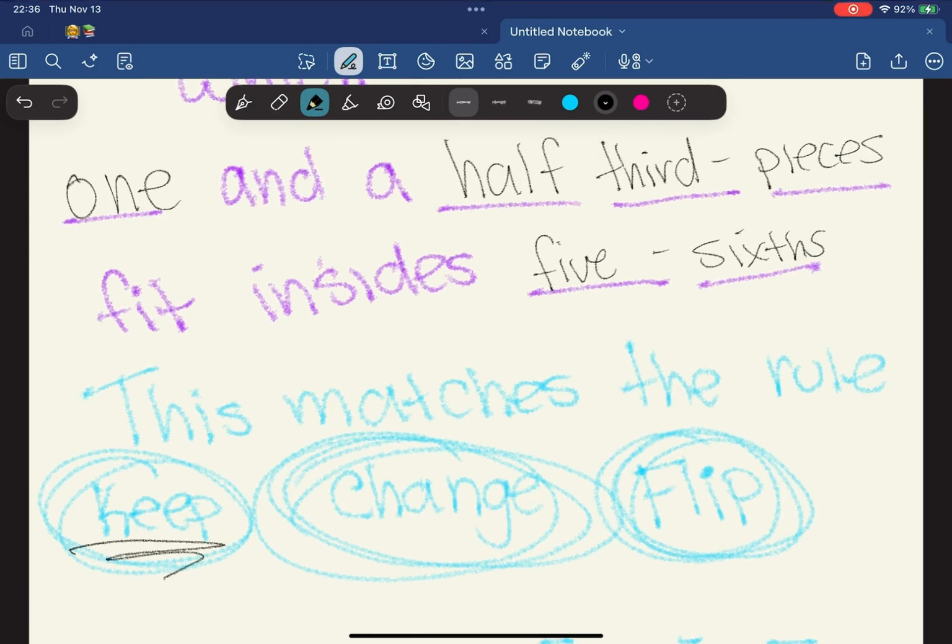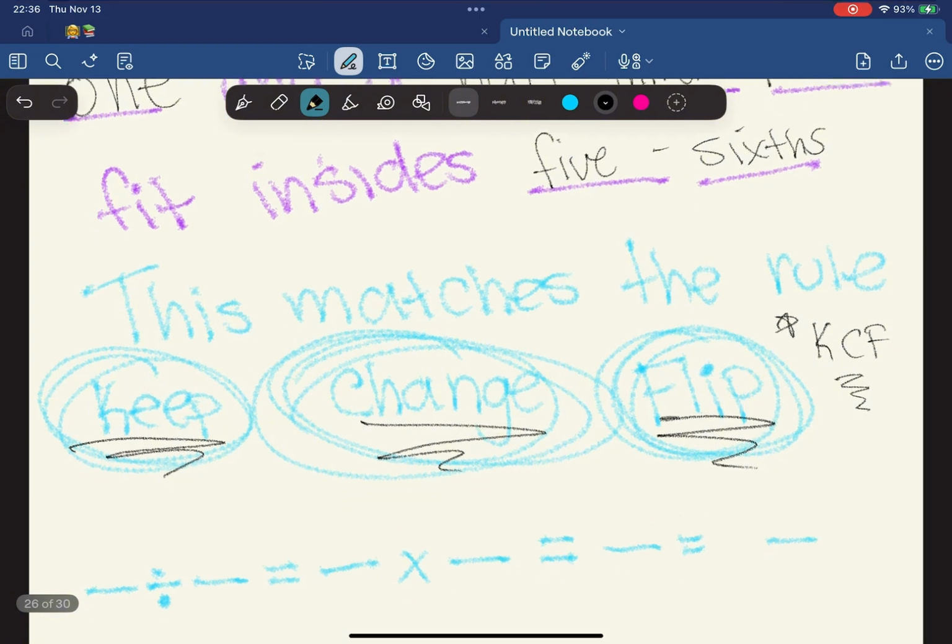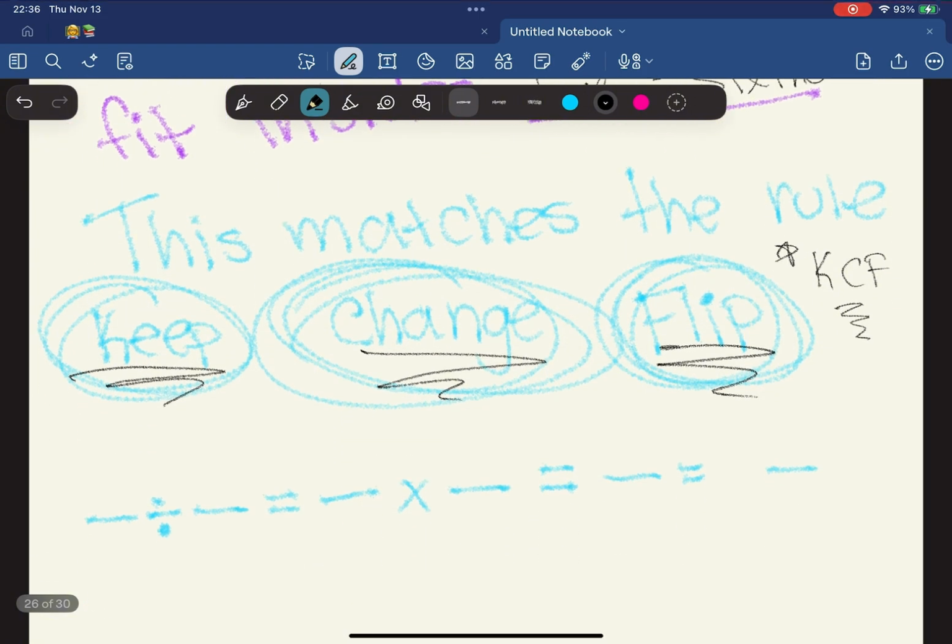So this matches the rule keep, change, flip, also known as KCF, just as a little abbreviation to remember a little bit better. So we are going to move on, and this means that 5/6 divided by 1/3 equals 5/6 times 3/1, which is going to equal 15/6, which equals 2 1/2.